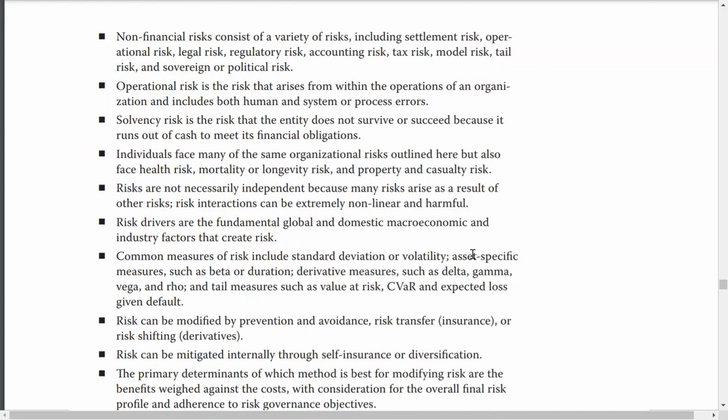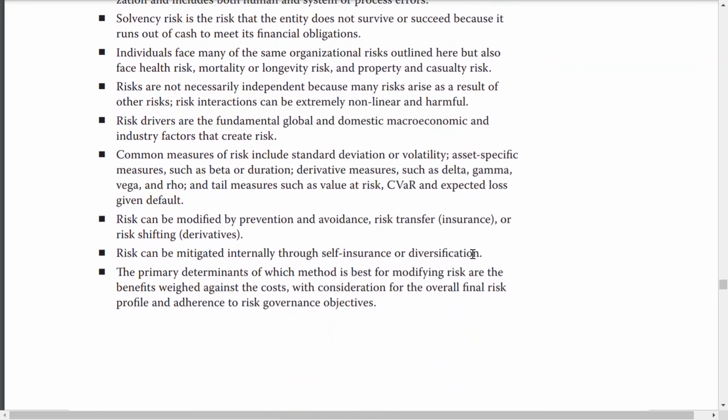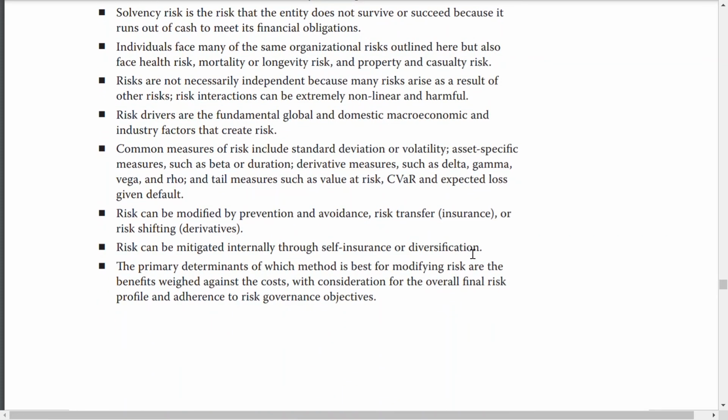Risk intolerance can be extremely non-linear and harmful. Risk drivers are the fundamental global and domestic macroeconomic and industry factors that create risk. Common measures of risk include standard deviation or volatility, asset-specific measures such as beta or duration, derivative measures such as delta, gamma, vega, and rho, and tail measures such as value at risk, CVaR, and expected loss.